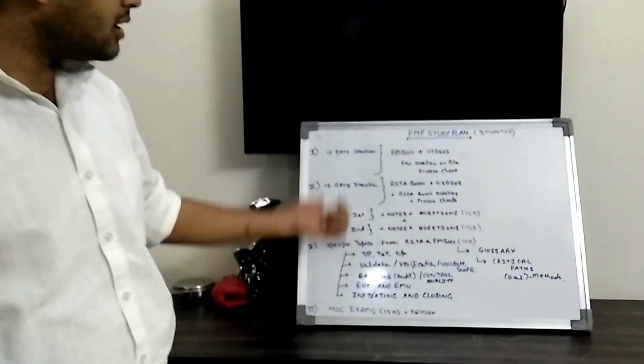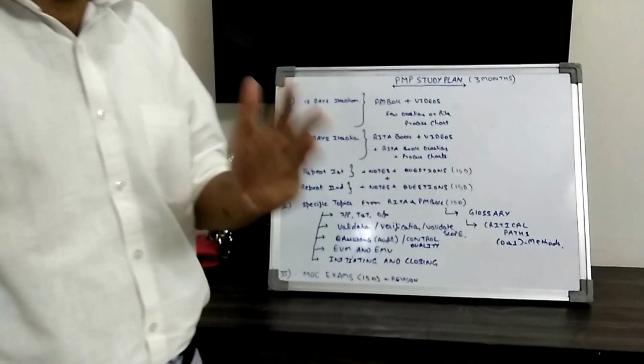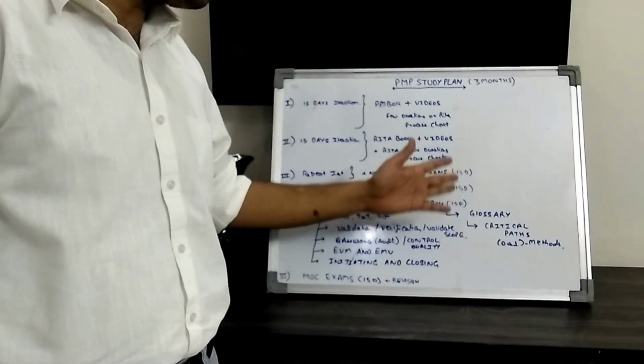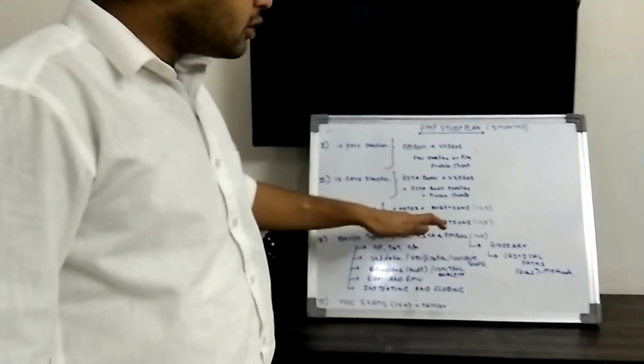In the fourth iteration, repeat the second iteration, in which you use Rita plus videos plus your notes and your questions. These iterations are also 15 days each. Now till here, you have spent your 2 months.